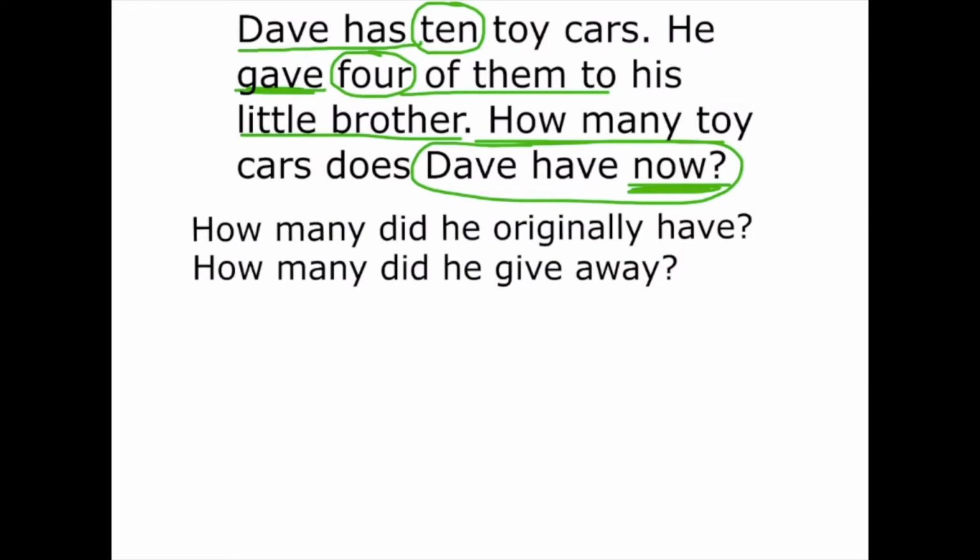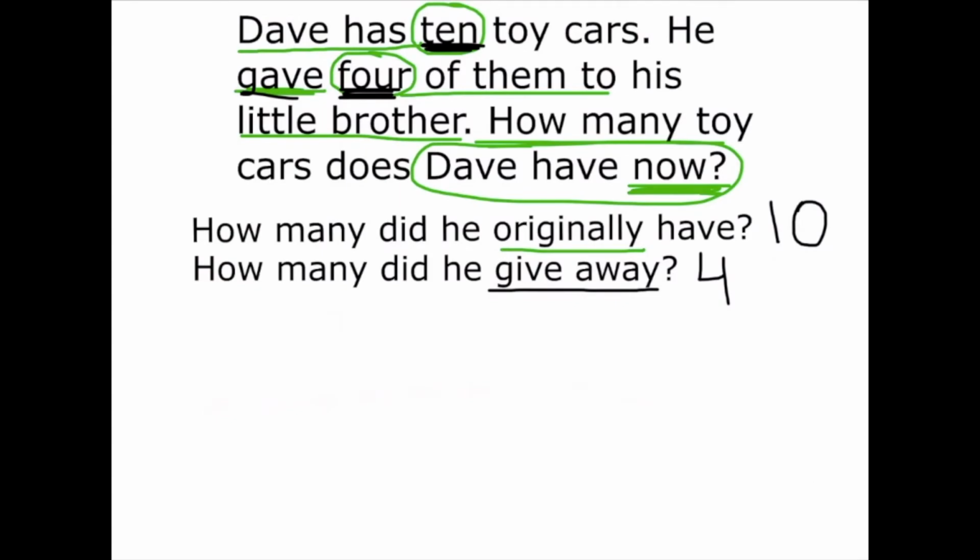So we're being asked to try and find how many toy cars he has after he gave 4 of them to his little brother. So let's try and answer this next question. How many did he originally have? Well, it says that Dave has 10 toy cars before he gave them to his little brother, so we know that he had 10 toy cars originally. How many did he give away? It says he gave 4 of them to his little brother, so we know that he gave 4 of them away after he had 10 originally.